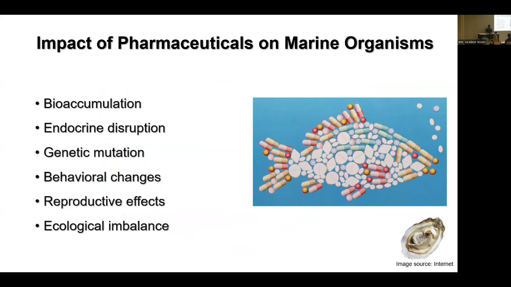So let's have a look at the impact of pharmaceuticals on marine organisms. I have said that pharmaceuticals have many detrimental and noxious effects like bioaccumulation, endocrine disruption, and genetic mutation, as well as behavioral changes, impaired reproductive functions, and ultimately it causes ecological imbalance.